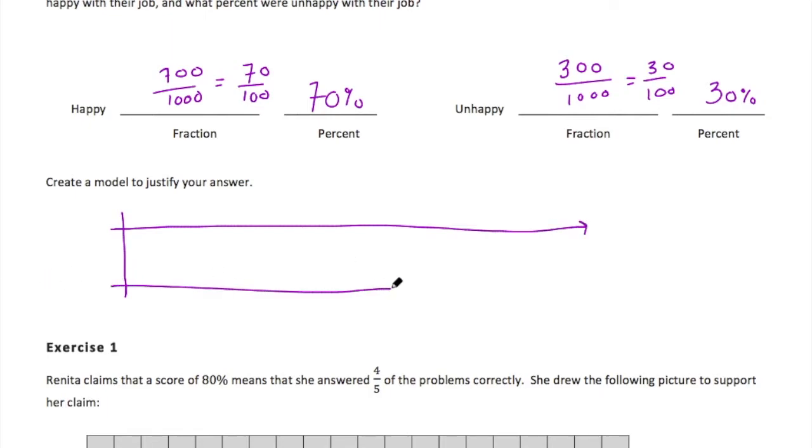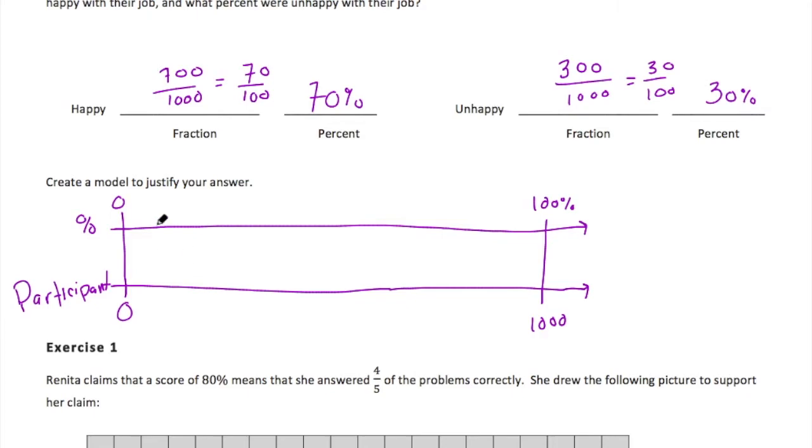Now let's make what I call a double number line to represent this as well. Put the percents on the top number line and the participants on the bottom number line. They both start at 0, and they both make it to their whole, 100% or 1,000 participants. So let's go ahead and divide this up into something that goes into both of them. So we're going to divide it up into tens.